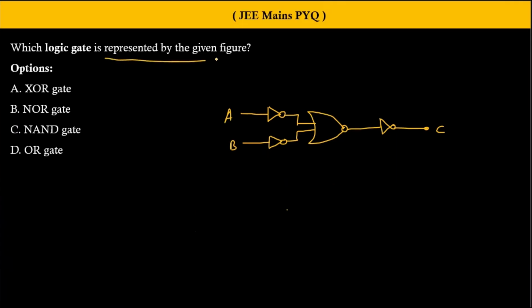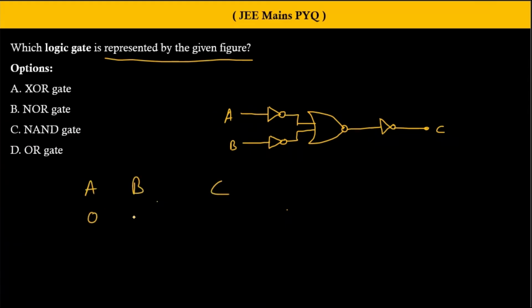Which logic gate is represented by the given figure? So given figure में कौन सा logic gate है? Just give me some time. I will be resuming. Okay. We just need to identify the logic gate here. Do one thing. जैसे I just go with the input. Okay. So A and B and finally C I will be putting.